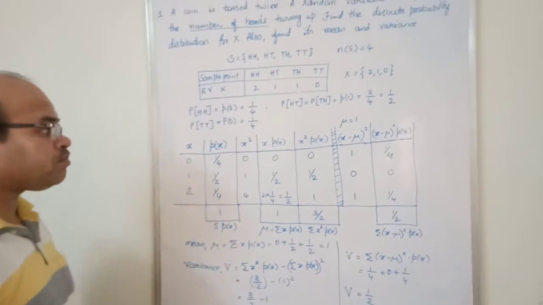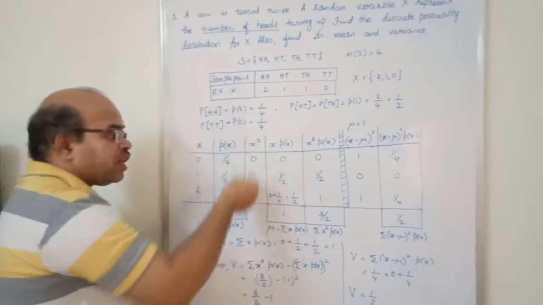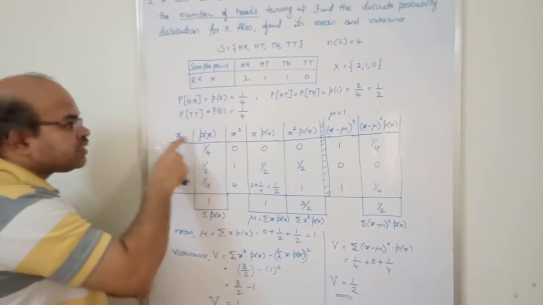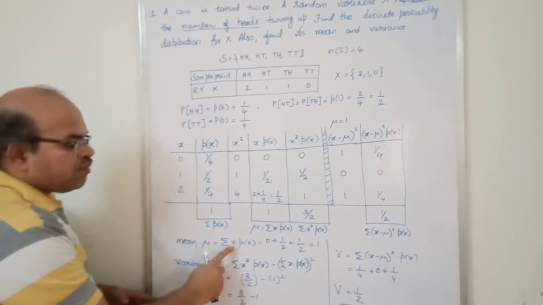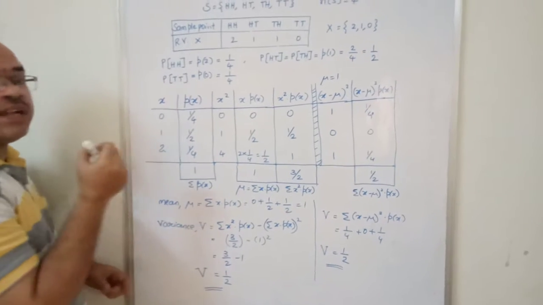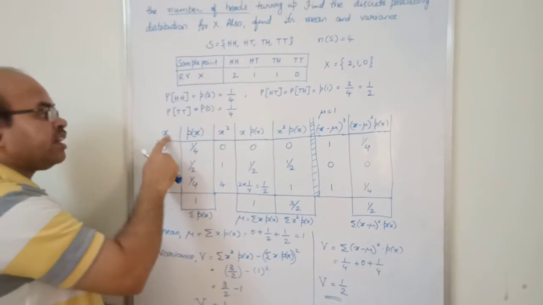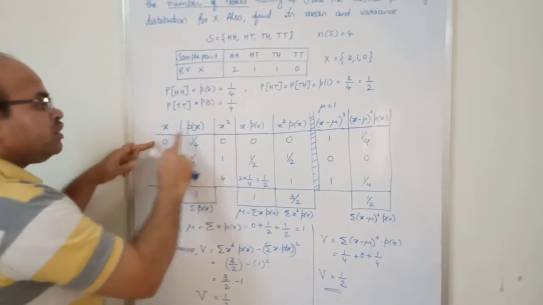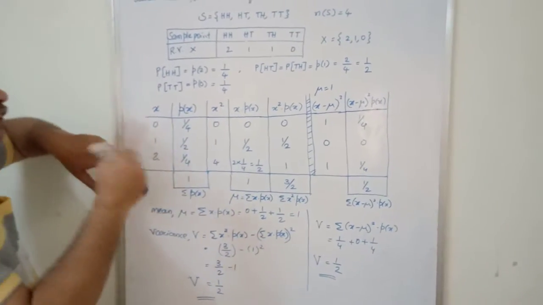I will tell you why later. Before I come to the third column, I will go to the fourth column: x into P of x, because the summation of x into P of x is the mean. So I want to find the mean. Therefore, I will take the product of x and P of x. Sorry, not x into f of x, it is x into P of x.